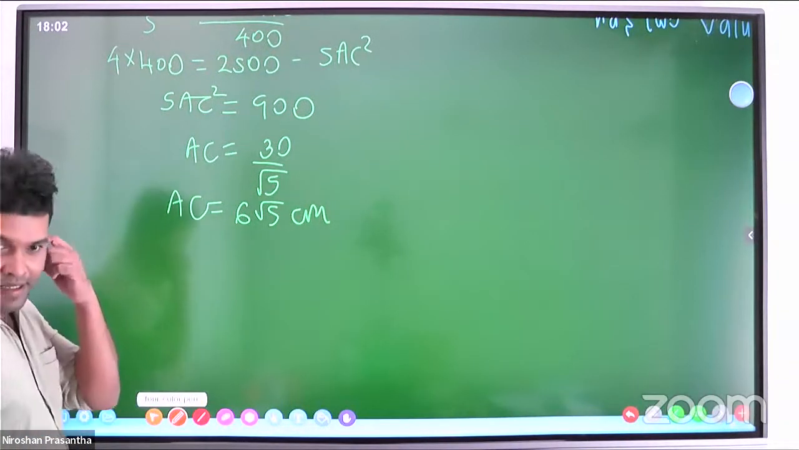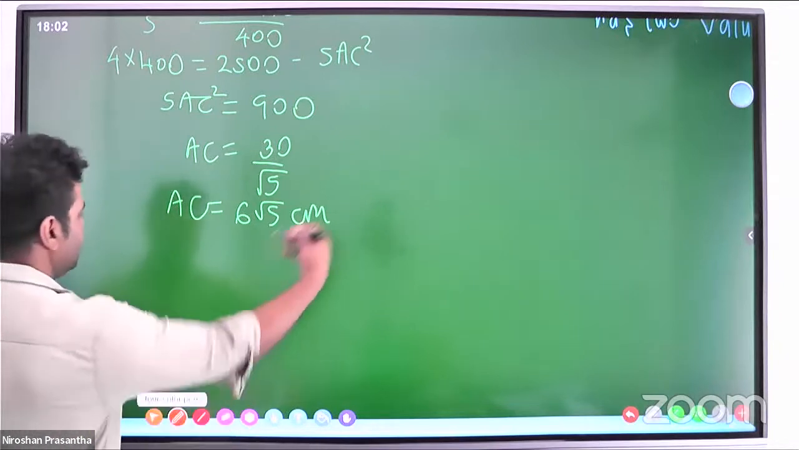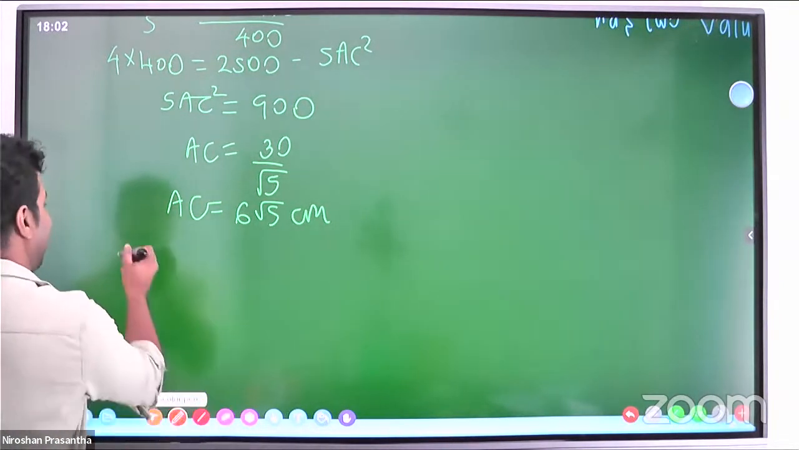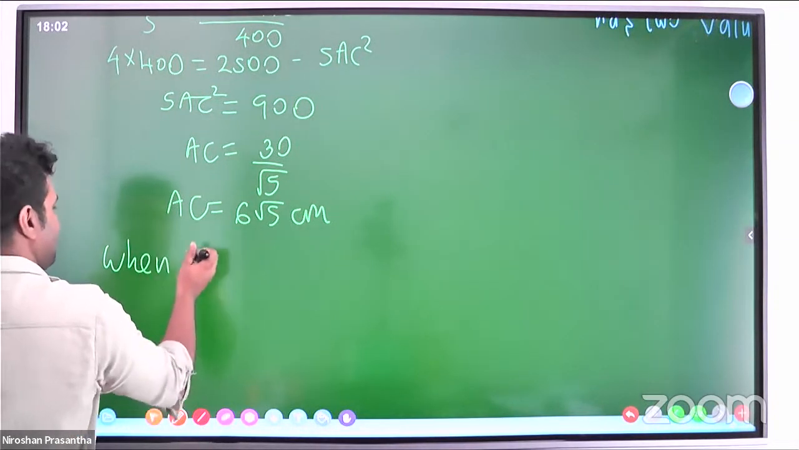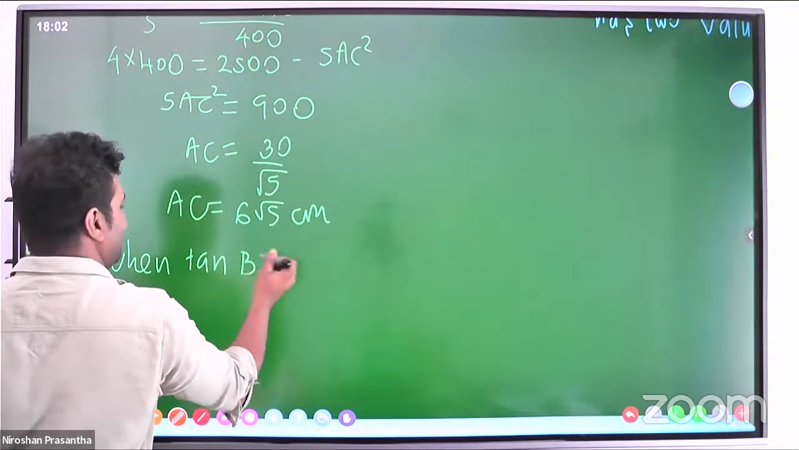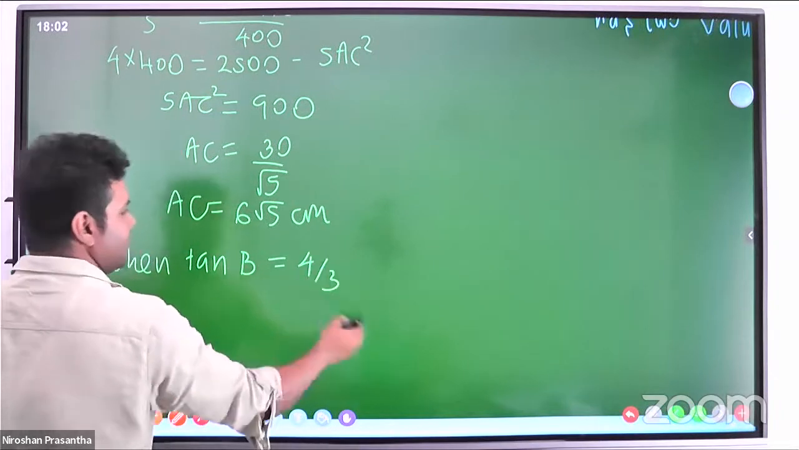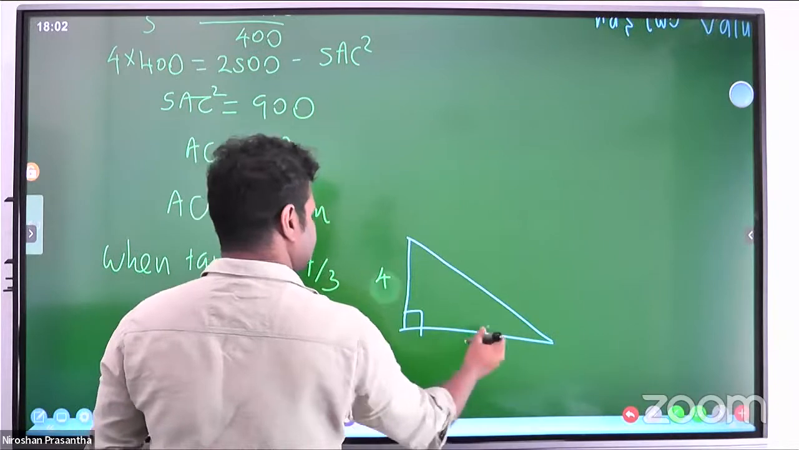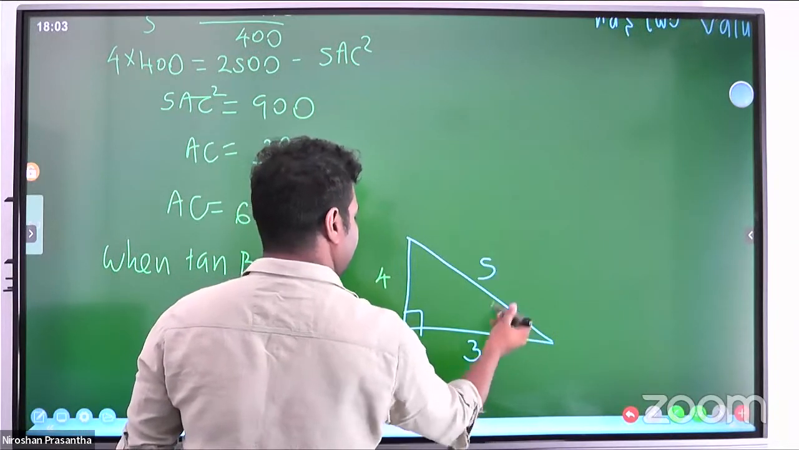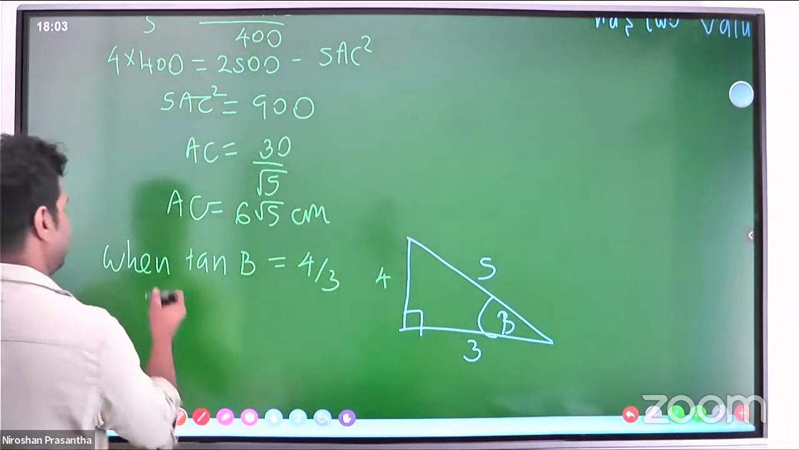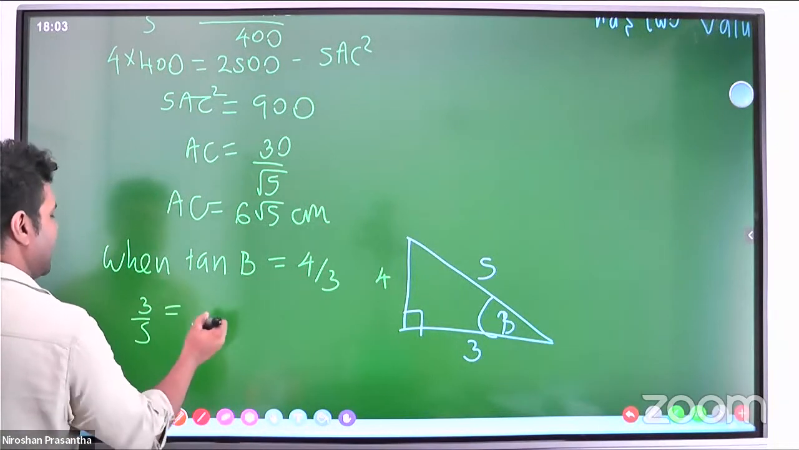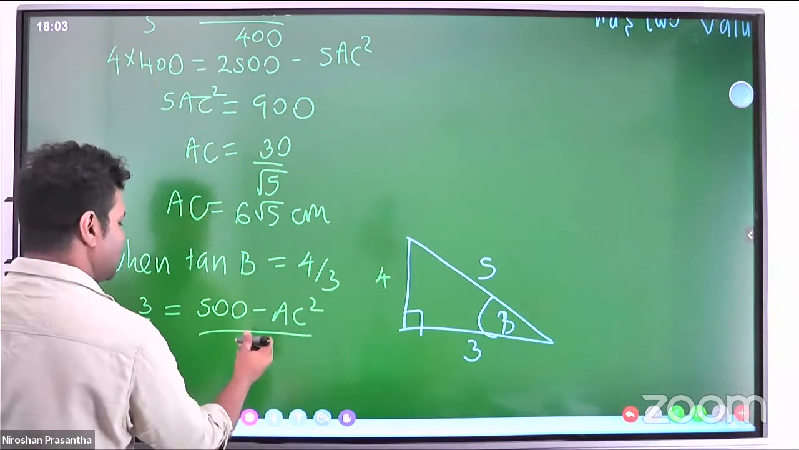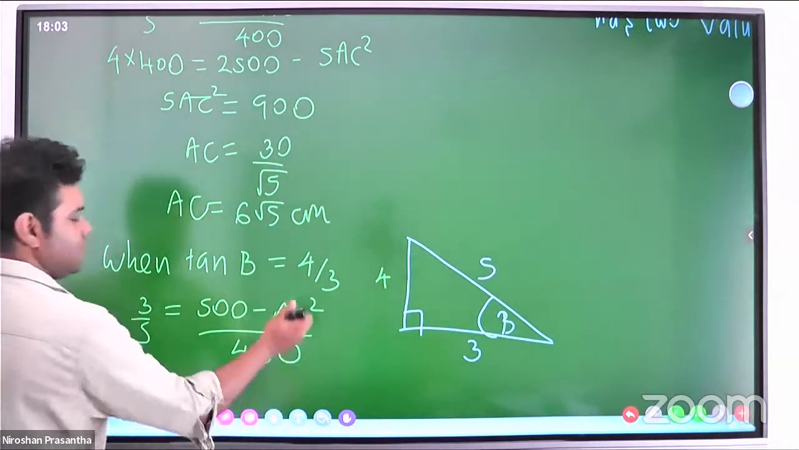Right, now you know the possibility, right? When tan B equals 4 over 3, the cos B is now 3 over 5. You can remember this was 500 minus AC square. You can remember this was 400 or something, no? Right? You do that.